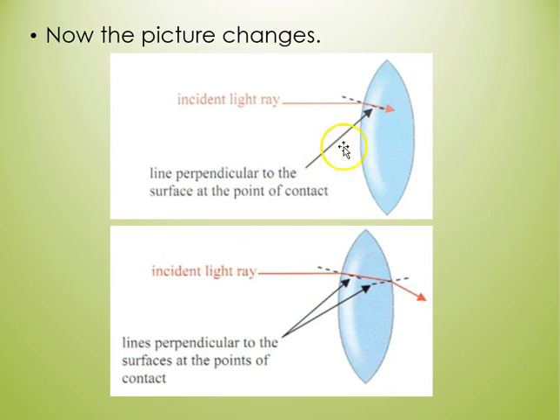So now, our original light ray that entered the lens now hits the other side of the lens and is refracted again. It's also refracted perpendicular to the point of contact, and you can see that it has refracted twice. The first time when it hit the lens, the second time when it exited the lens.